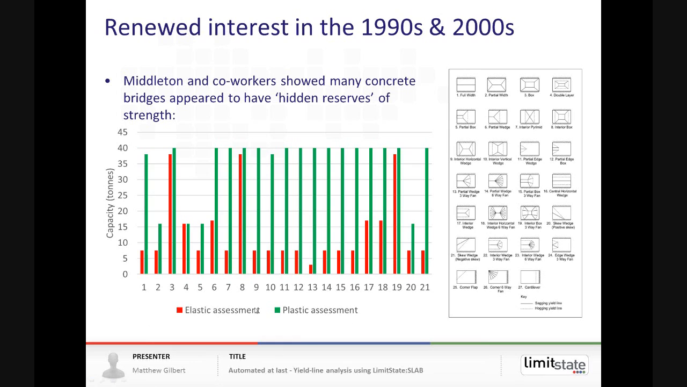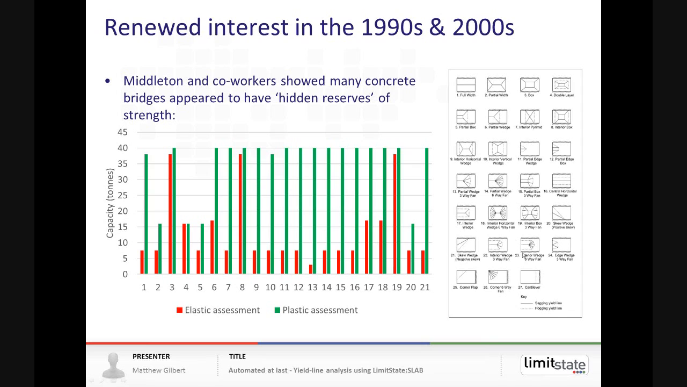So we've got a bar chart here which shows 21 structures. The red bar indicates the assessed capacity using elastic methods. The green bar indicates the yield line or plastic assessment value, and you can see there's a huge increase in the predicted capacity for many of these bridges.